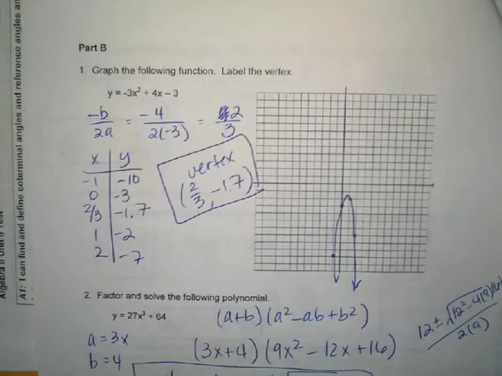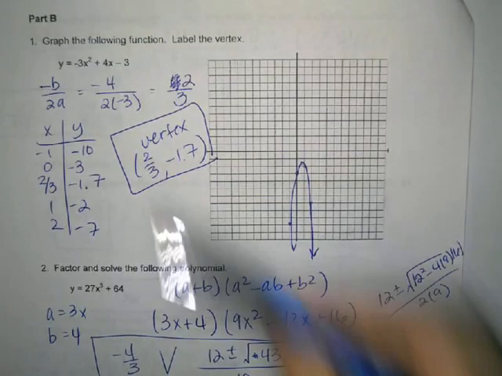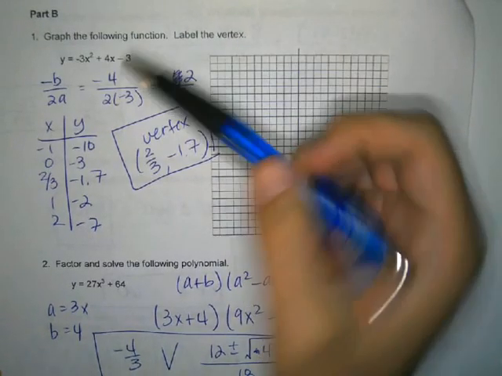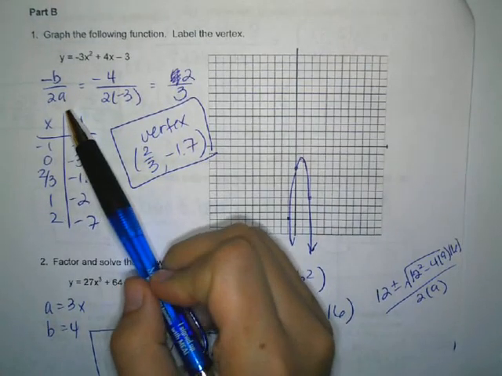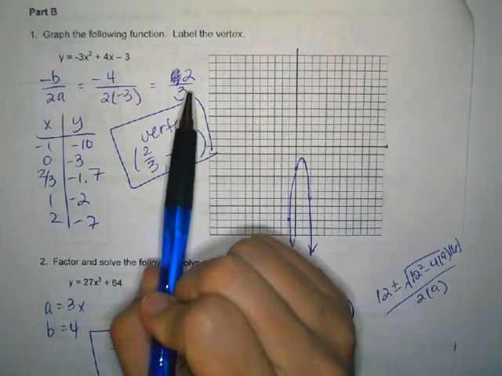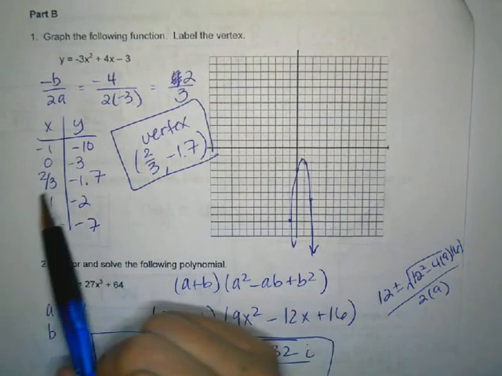Okay, for part B, graph the following function. This is a quadratic in standard form. We have to start by finding the value of negative b over 2a. This is the x-coordinate of my vertex. I use that to build my table.